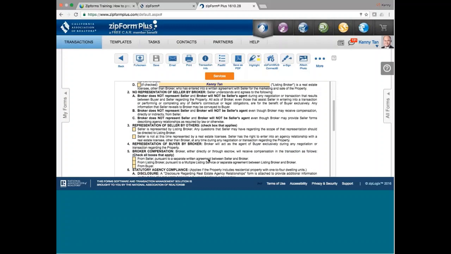Now, can you not represent the seller and still be paid your commission by the seller? Of course. Nobody says you have to represent the seller in order to earn a commission from the seller. Who pays the commission does not determine the agency relationship. You can have an agency relationship that is established regardless of who pays the commission. The payer of the commission and the recipient of the commission are not always in an agency relationship, and they don't have to be.